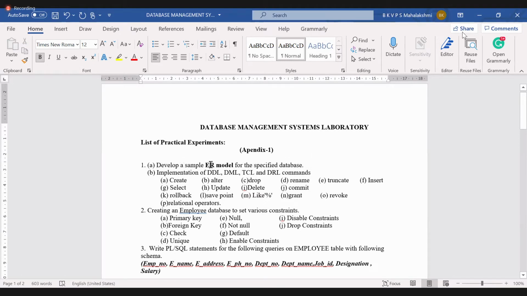Here, ER is nothing but the entity relationship model. Whatever database you are going to take, maybe if you consider a university as an example application, for the university there will definitely be a number of tables. So what is the diagrammatic representation? Why have they included this as the first experiment in your laboratory?